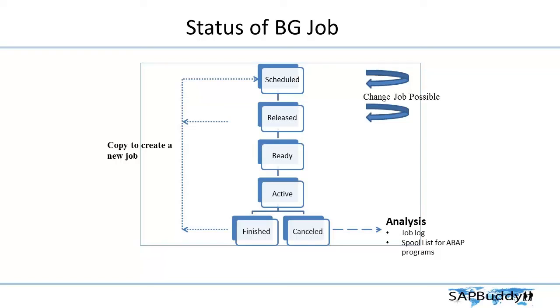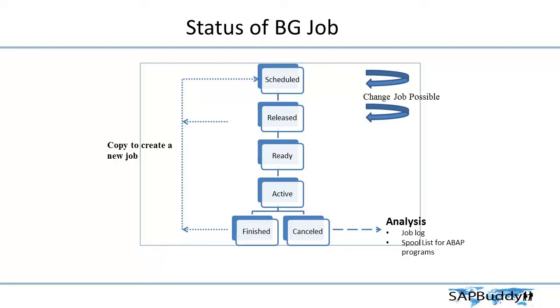So these are all the statuses of a specific job: scheduled, released, ready, active, finished, and cancelled. Scheduled means it is scheduled but there is no starting condition. Released means all the starting conditions are defined and fulfilled, and it's released. Ready means the specific conditions are already fulfilled, that means the time has come or the event is triggered, so it's waiting for a work process. Active means the job is running. Finished means finished successfully. Cancelled means it is cancelled because of some issues, or because it was terminated by the user.